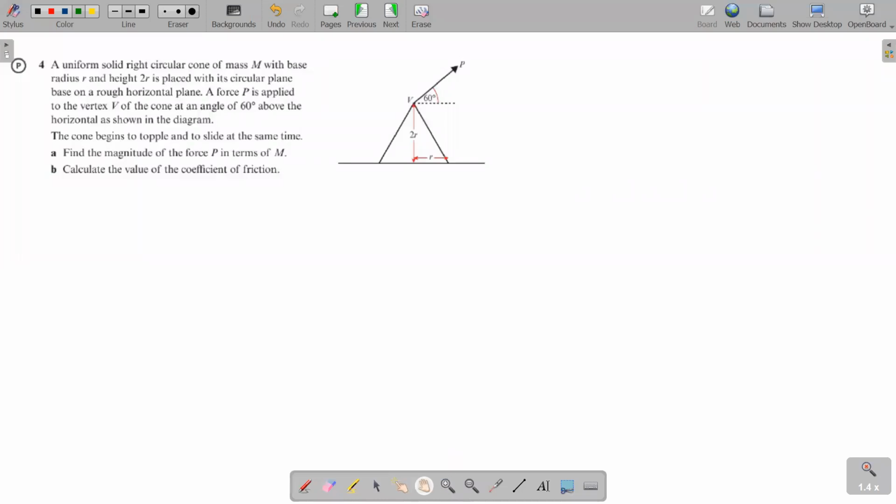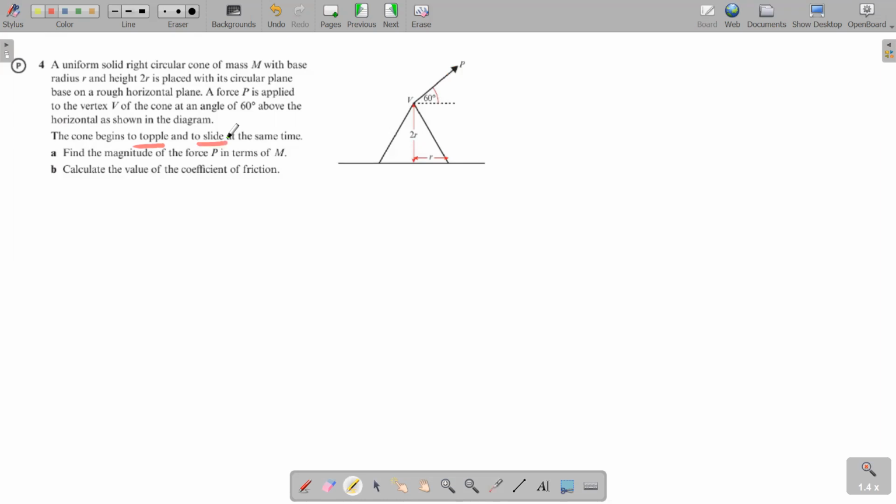All right, guys. So we'll move on to another question now. Question number 4. A uniform solid right circular cone of mass m with base radius r and height 2r is placed with its circular plane base on a rough horizontal plane. So this is a rough plane. A force P is applied to the vertex V of the cone at an angle 60 degrees above the horizontal as shown in the diagram. So we have an extra additional force acting over here. The cone begins to topple and to slide at the same time.